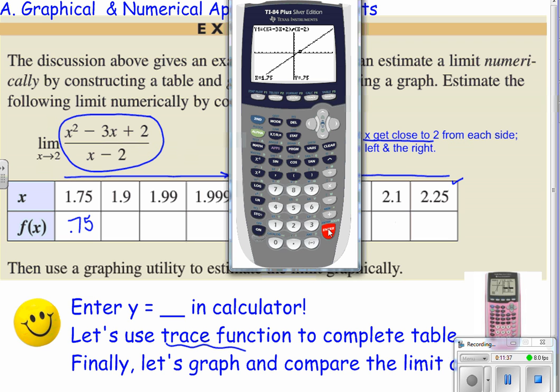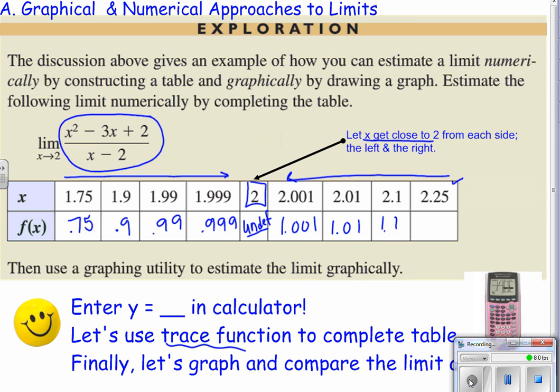Next, move on, I'm going to hit trace. I want to know at 1.9. Just a quick way of getting it to analyze the points, and this would be 0.9, and so on. So go ahead and fill in your chart.